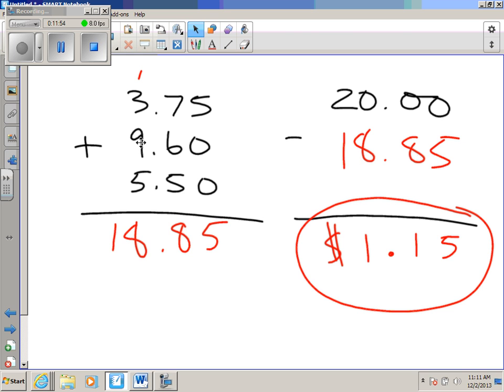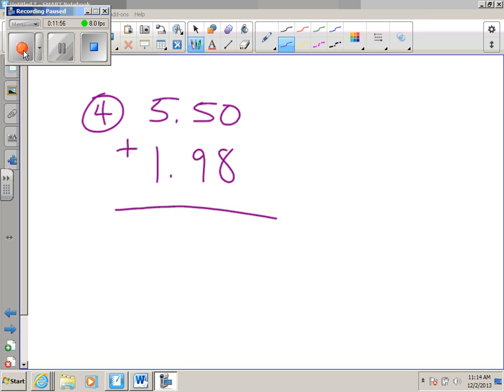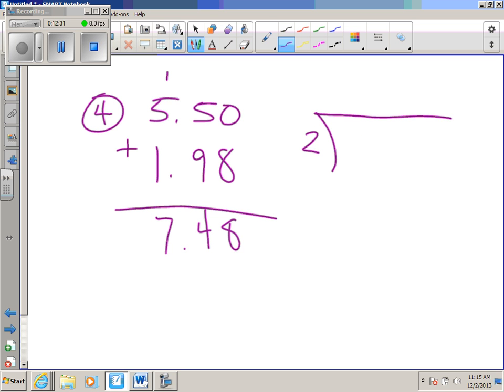Number 4. Try number 4. So Cora and Mita split the cost of a sandwich that cost $5.50 and a bottle of spring water that costs $1.98. How much did each person pay? So we need to add these up to find out how much the sandwich and the bottle of spring water cost, first of all. So 8 and 14 and $7.48 is how much the sandwich and the water cost altogether. If they're going to split it, we're going to find out how much by dividing by 2.